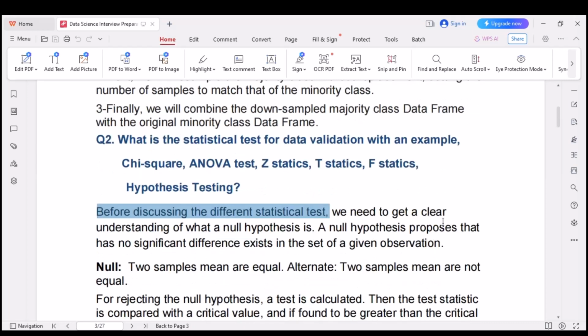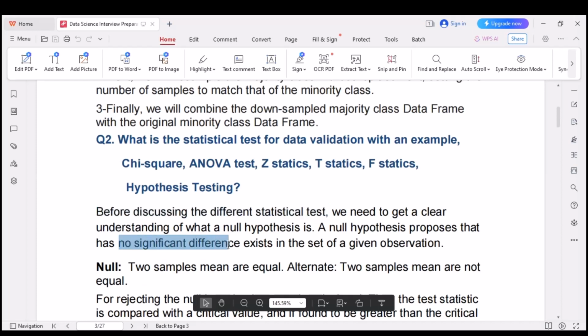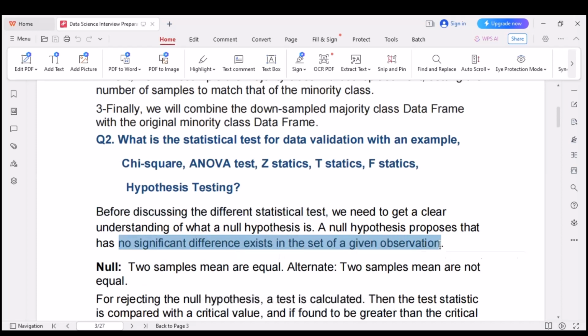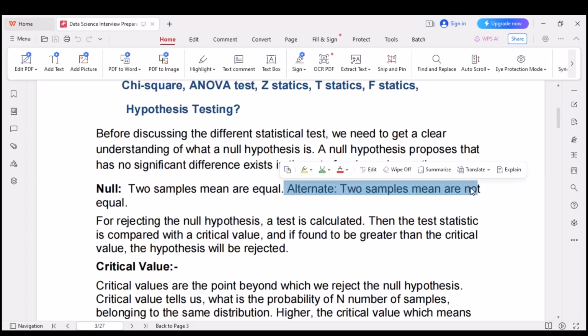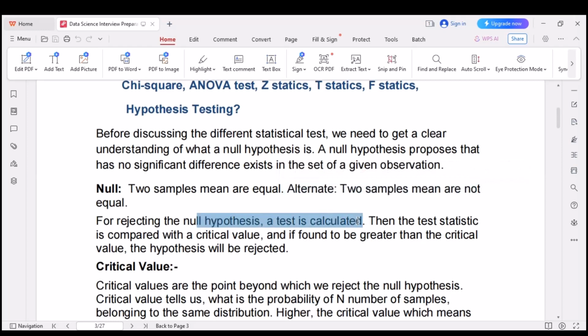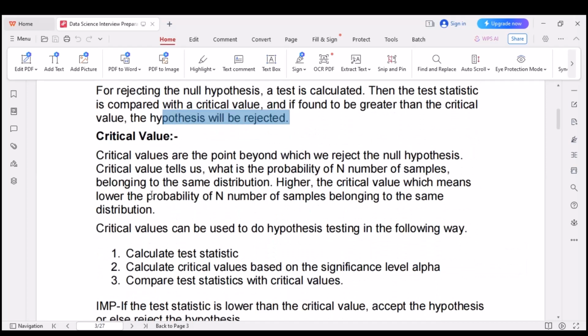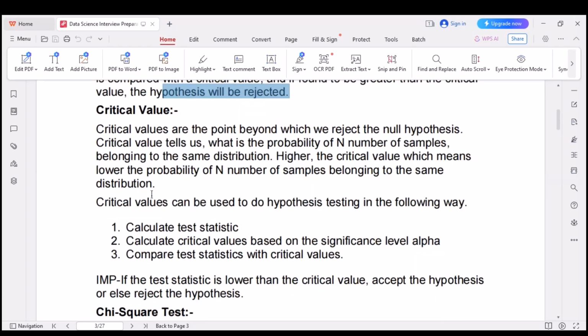The null hypothesis proposes that no significant difference exists in the set of given observations, and that two sample means are equal; the alternate is that the two sample means are not equal. For rejecting the null hypothesis, a test statistic is calculated. Then the test statistic is compared to the critical value, and if found greater than the critical value, the hypothesis will be rejected. Then the other concept, the critical value: if the point is beyond the rejection region, then we will reject the null hypothesis.